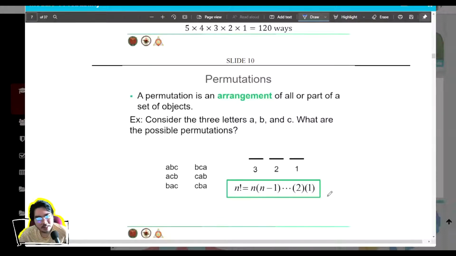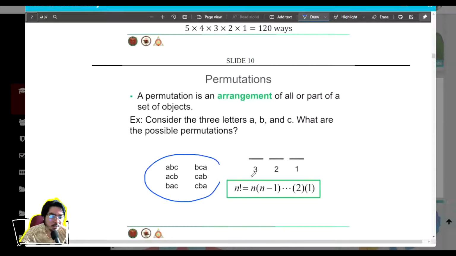So a permutation is an arrangement of all or part of a set of objects, no? So let's consider the letters A, B, and C. Ano yung mga possible permutations niya? So we can actually list them down, no? Tapos, if we list them down, then we can actually get the number of ways na pwede natin ma-achieve yun. So you can do ABC, ACB, and this is actually a brute force method na rin, no? ABC, ACB, BAC, BCA, CAB, and CBA. And you can't have any other list, no? If you add more, it's just a repeat of whatever you have already written.